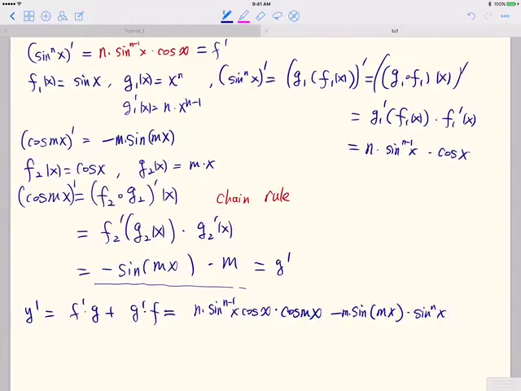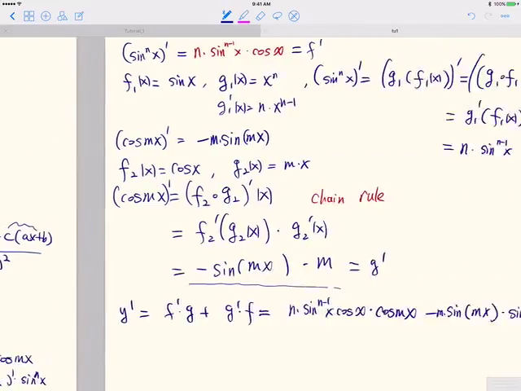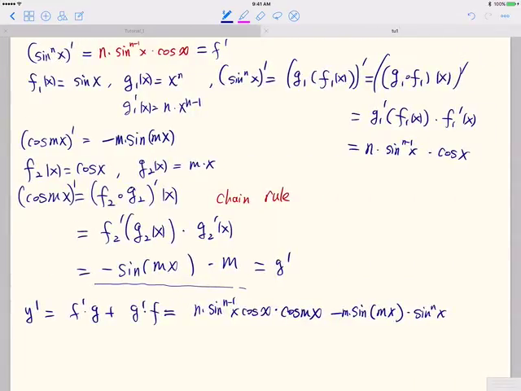It's actually a combination of two functions, which is sine x and x to the power of n. And similarly for the function g, it's also a combination of two functions. So once again, you can use the chain rule. But later, if you get familiar with this, you can skip those parts. Once you get familiar, you can just write down the derivative directly. This is for you to understand how we calculate the derivative with this chain rule. Okay, so this is question B.